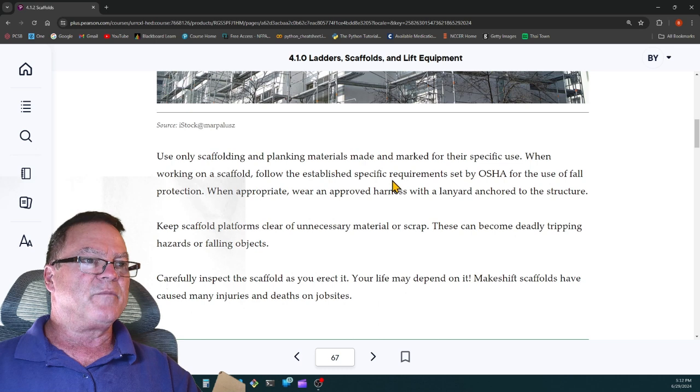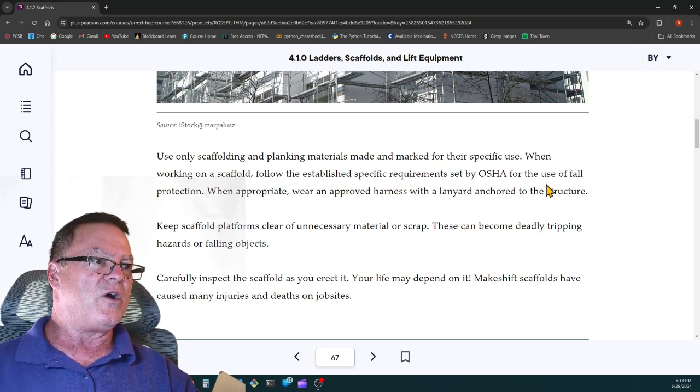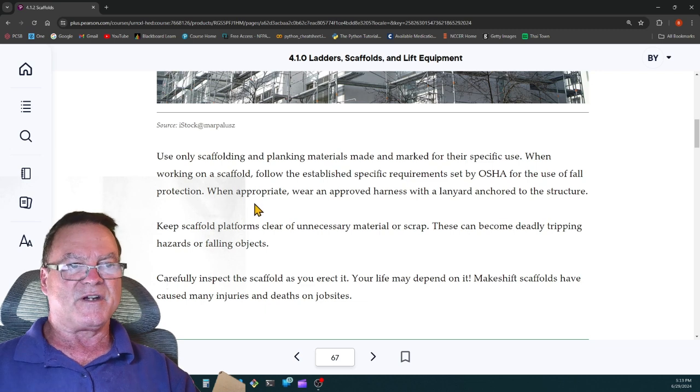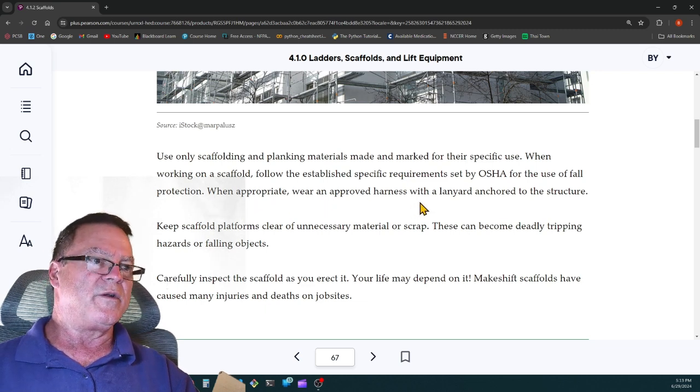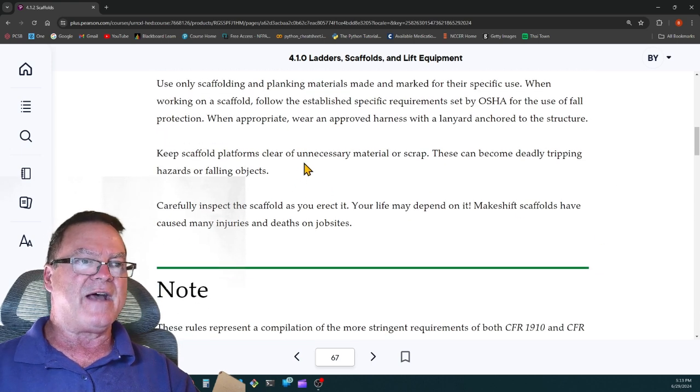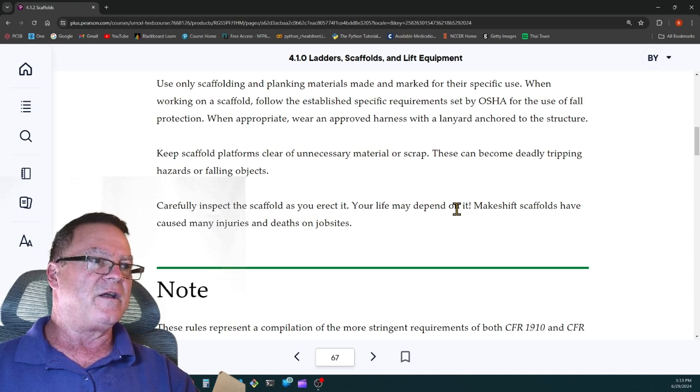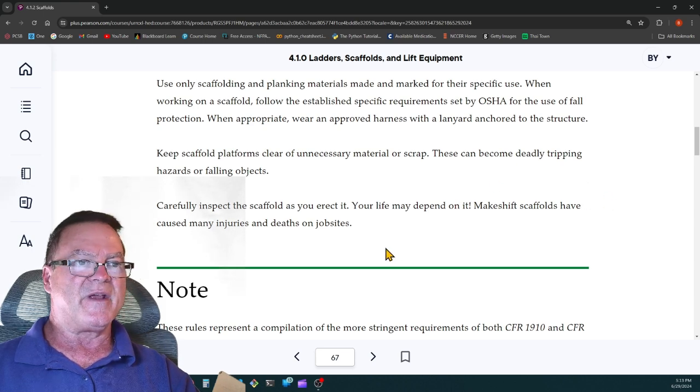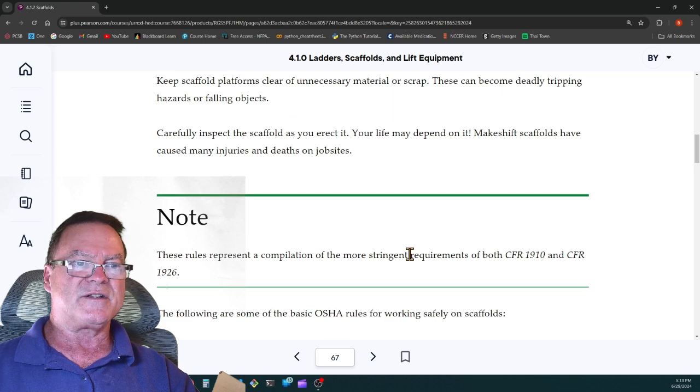Use only scaffolding and planking materials made and marked for their specific use. When working on scaffolds, follow the established specific requirements set out by OSHA for the use of fall protection. When appropriate, wear an approved harness with lanyard anchored to the structure. Keep scaffold platforms clear of unnecessary materials or scrap. These can be deadly tripping hazards for falling objects.